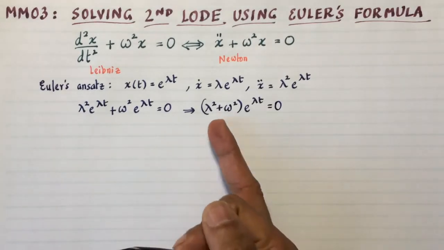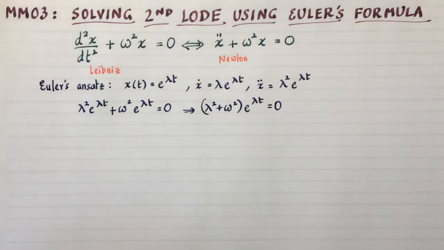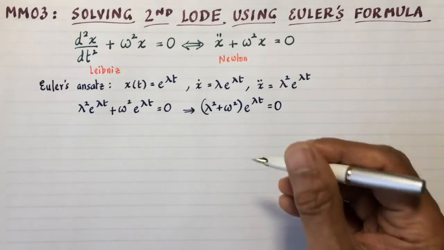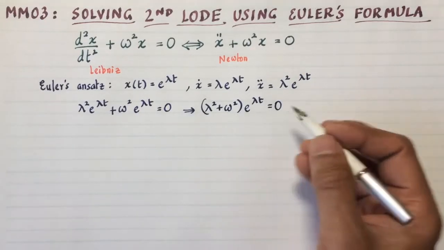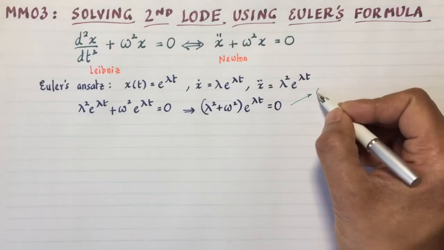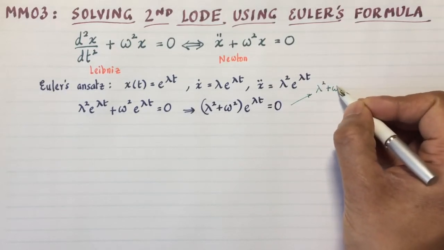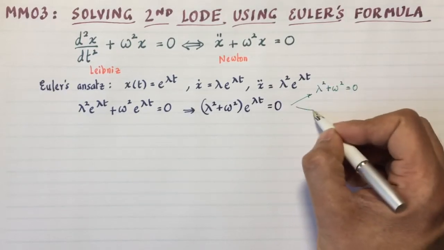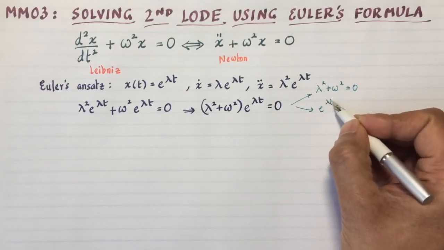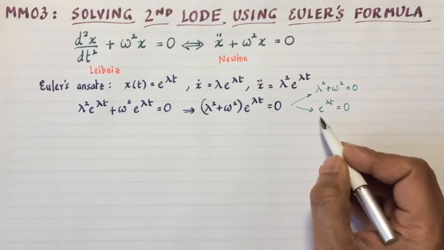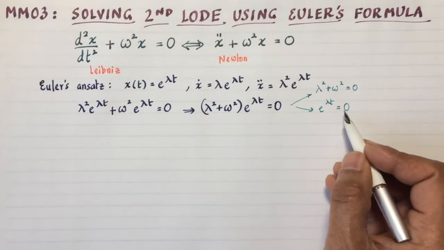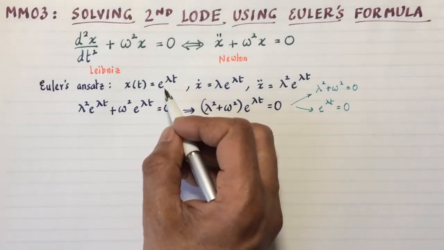Now when you have a product of two quantities equal to 0, as you may have studied in middle school, it means that either one is 0 or the other is 0. So two possibilities we have are that lambda squared plus omega squared equal to 0, or that e to the lambda t equal to 0. If e to the lambda t equal to 0, that would mean that x is 0.